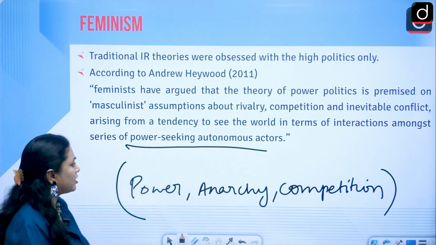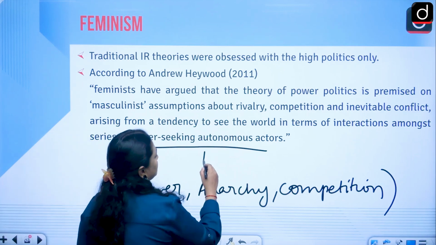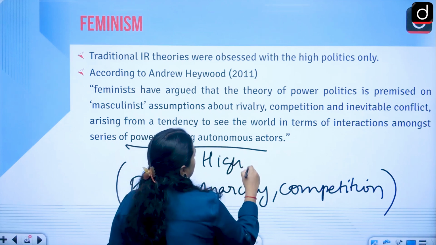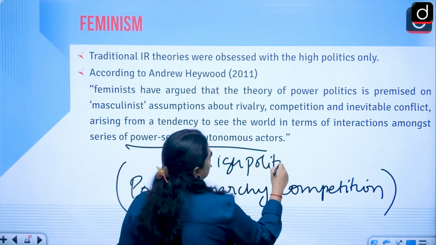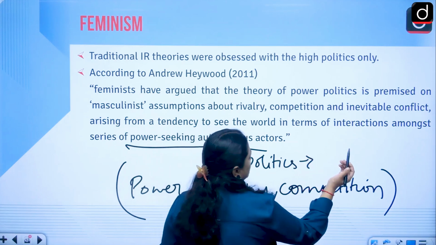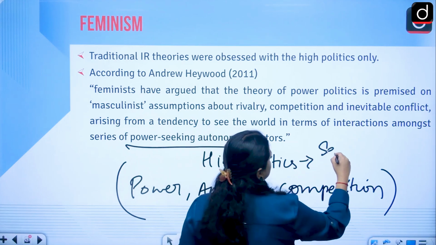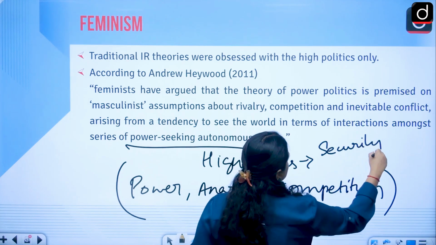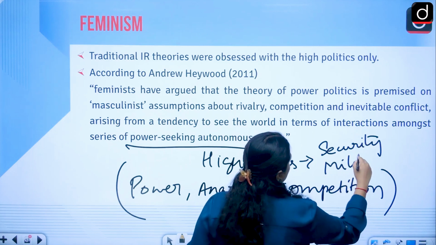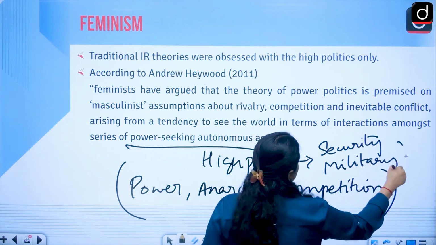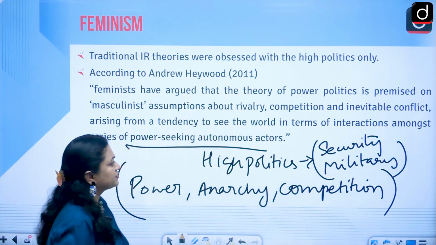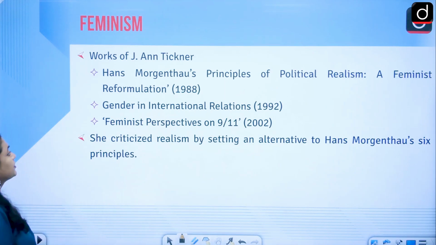When you hear about high politics, okay, high politics, it is about the obsession with security, military matters, etc. Okay. So, high politics. Now, moving to next.